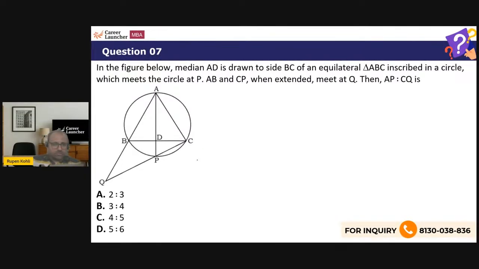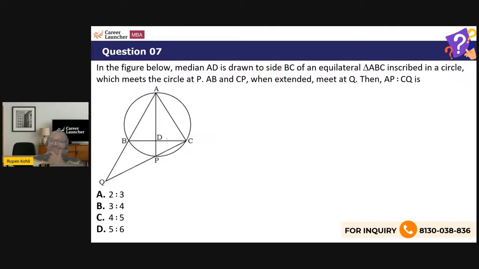Okay, so this question for the first time is giving us a figure. Now let's see. Yeah, so in the figure below, median AD is drawn, we can see, to the side BC of an equilateral triangle ABC. ठीक है, ABC is equilateral, inscribed in a circle which meets the circle. AD की बात कर रहा है, AD meets the circle at P, right? We can see that. And we can also see AB has been extended and CP has been extended and they are meeting outside the circle at Q, and we are asked to find the ratio of two lengths AP and CQ. Well, AB is the diameter of the circle, that is very simple, and CQ is some length.